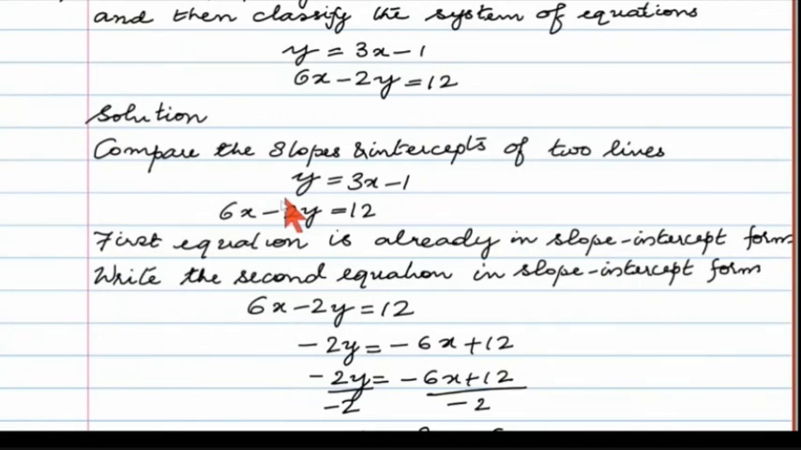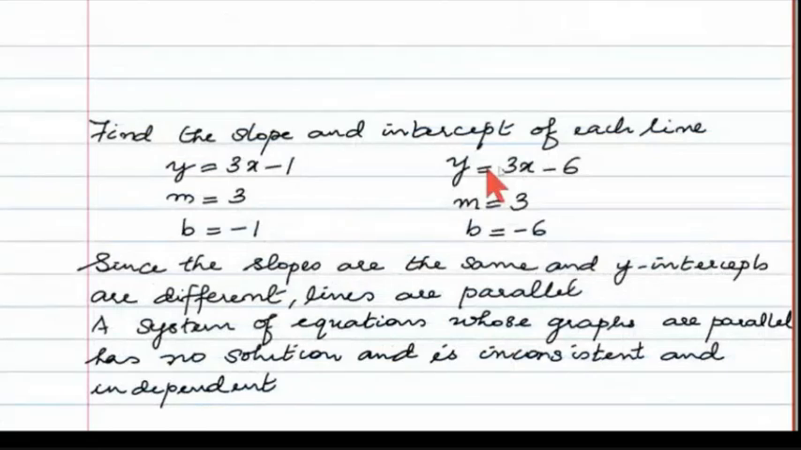Now find the slope and intercept of each line. Here y equal to 3x minus 1, so m equal to 3 and b equal to minus 1. Here y equal to 3x minus 6, so m equal to 3 and b equal to minus 6. Since the slopes are the same and y-intercepts are different, the lines are parallel. A system of equations whose graphs are parallel has no solution and is inconsistent and independent.